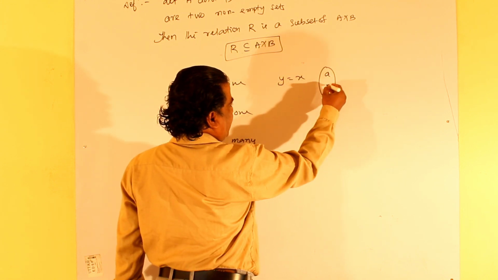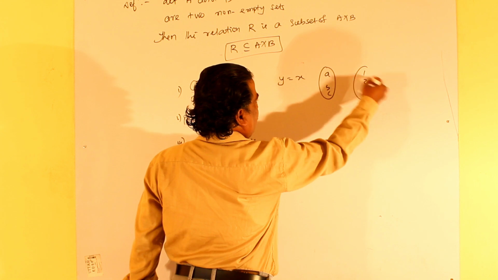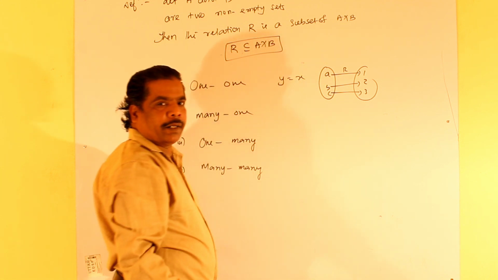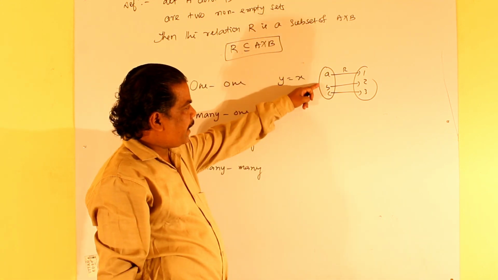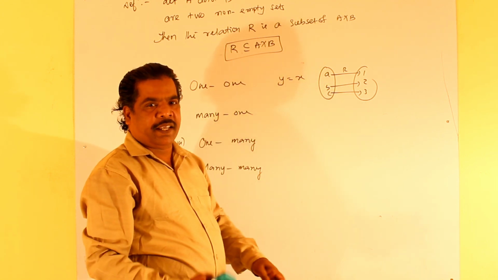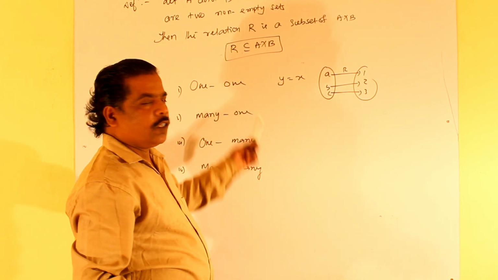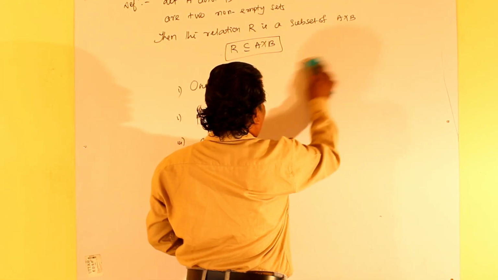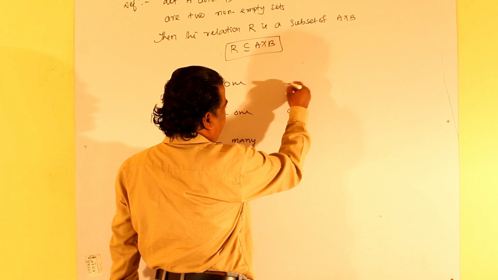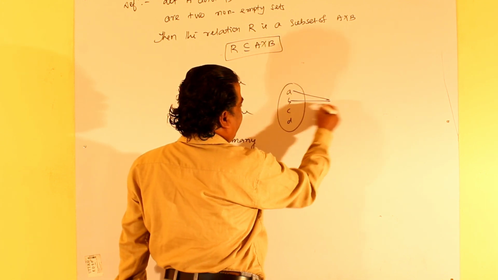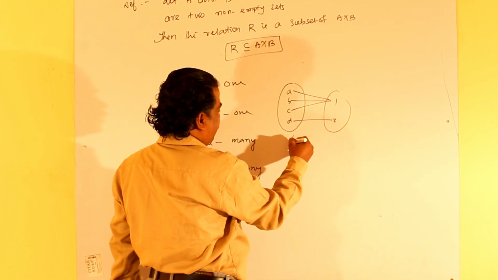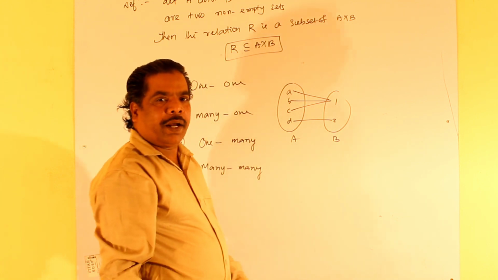Set A contains A, B, C, set B contains 1, 2, 3, so that A is related to 1, B is related to 2, C is related to 3, and the relation is one-one. Distinct elements have distinct mappings, hence it is a one-one relation. Many-one relation: many elements of the first set, A, B, C, D, are related to one element of the second set.